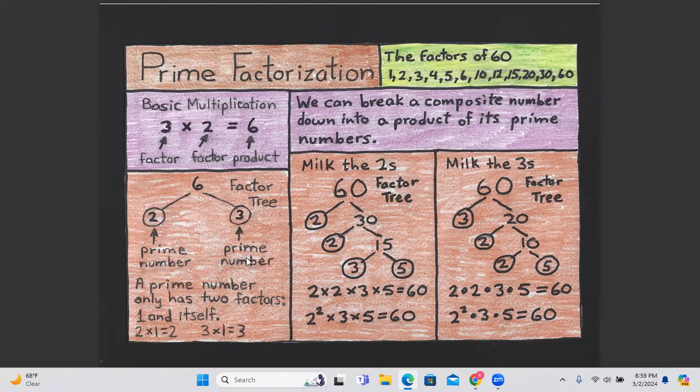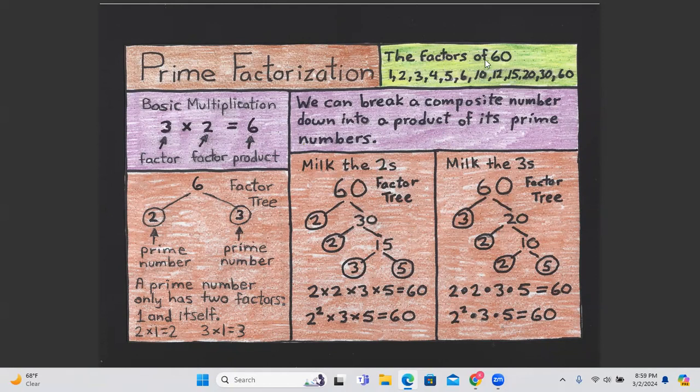And the only way to get a prime number through multiplication is to multiply itself times 1. So we have 2 times 1 would give us 2, and 3 times 1 will give us 3. Those are the only ways to get a prime number through multiplication. And with that in mind, let's take a look at 60, in which we're going to milk out the 2's and we're going to milk out the 3's here.